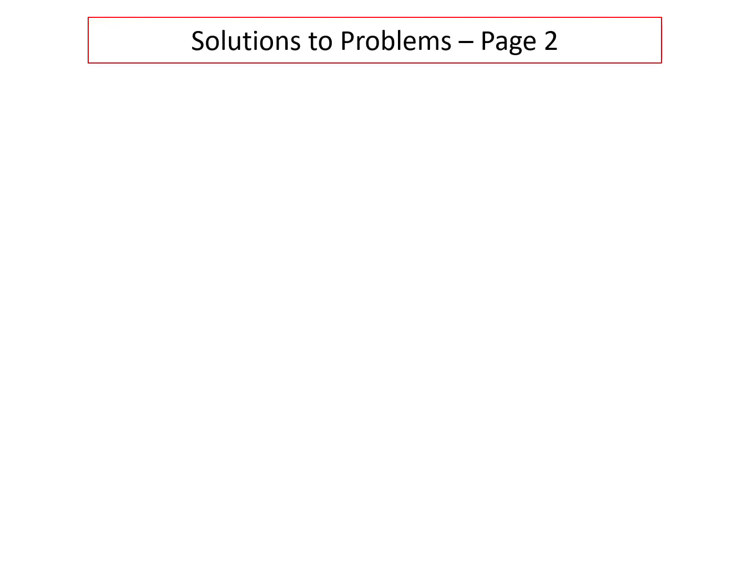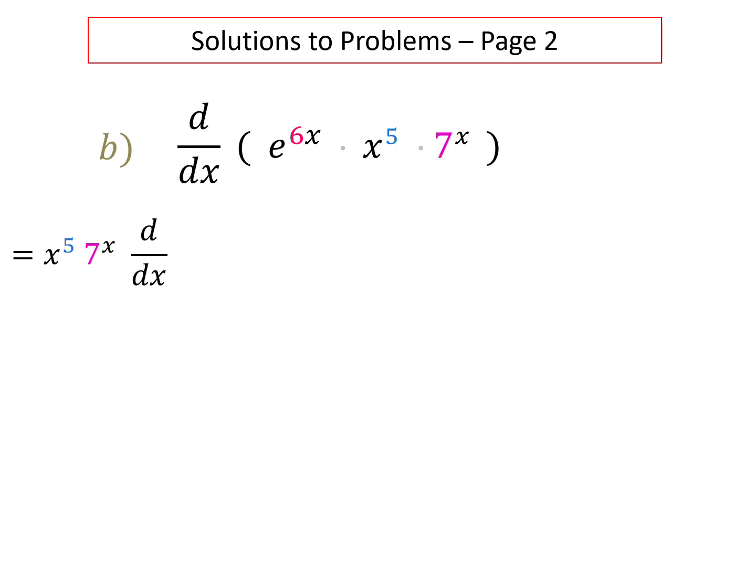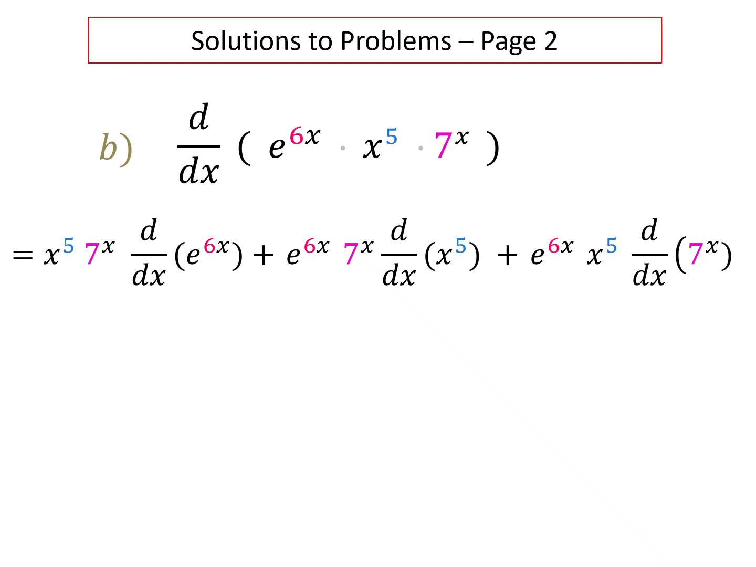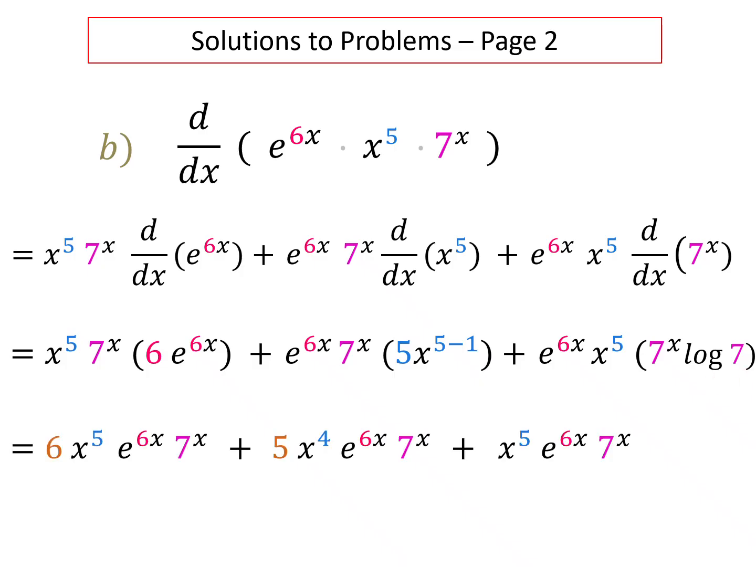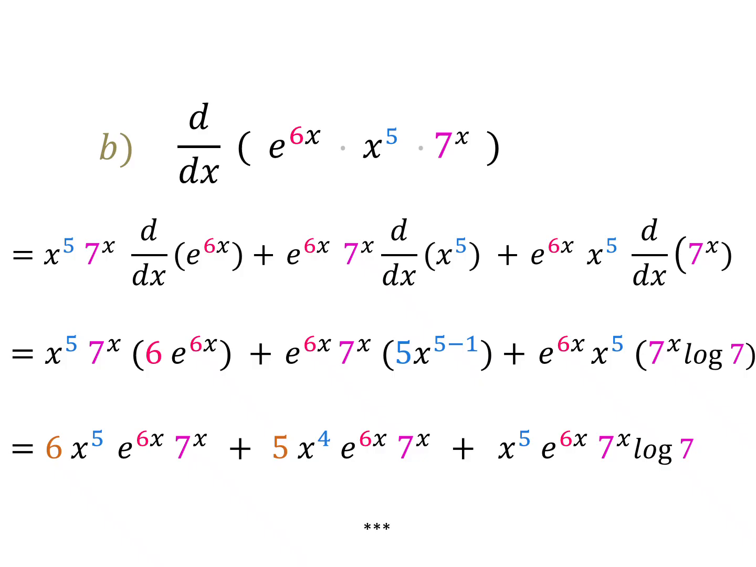Now solution to problem number 2. Here also we have got three different functions and the same method will be applied. Only a new function we are considering, a to the power x, that is 7 to the power x. Its formula is 7 to the power x log 7. So all those formulas so far we have discussed, you have to remember to solve these sums.